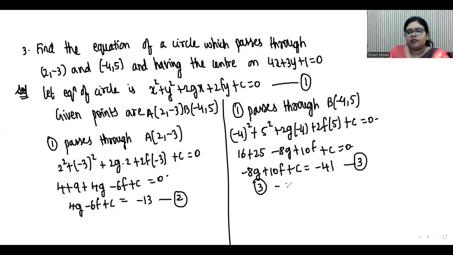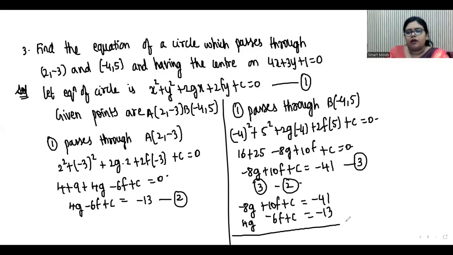Now we will subtract 3 minus 2. Write the third equation, -8g + 10f + c = -41. And the second equation is 4g - 6f + c = -13. Now you subtract. We need to change the signs whenever we subtract. So c minus c cancels. This is -12g + 16f = -28. Now let us take this as equation number 4.